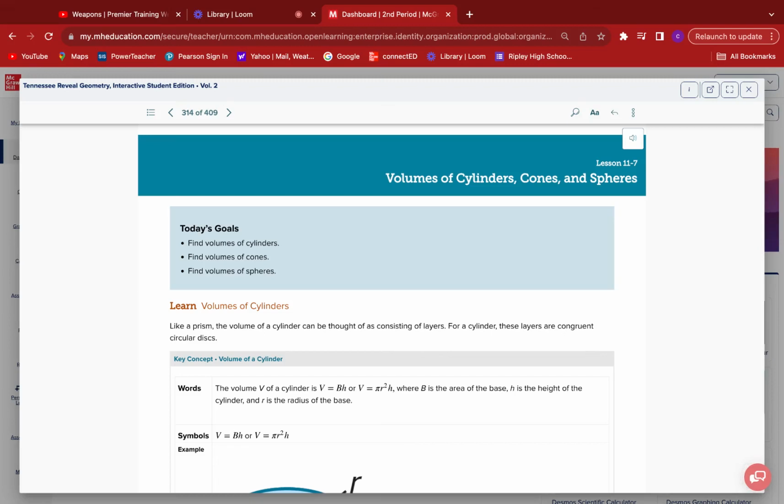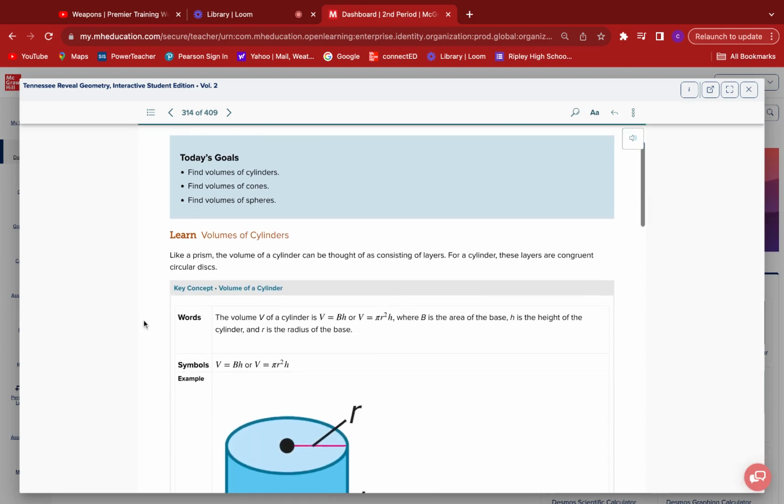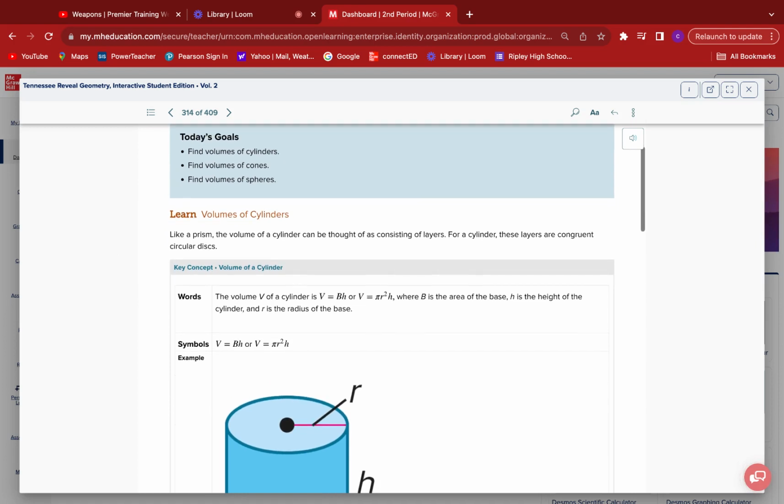All right, everybody, we are back with 11.7. This is volume of cylinders, cones, and spheres. Spheres are the easiest. I'm sure they'll put them last. Cylinders and cones probably coming up first. All right, so let's see here.